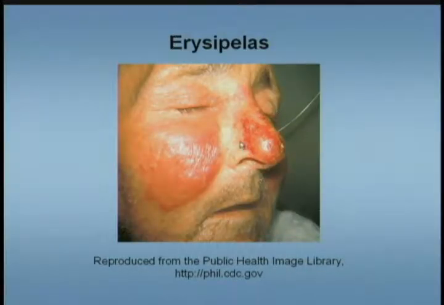Erysipelas. How do I know this isn't the malar rash of lupus? Well, the malar rash of lupus is not going to look quite this bright and red. And the other thing is that the malar rash of lupus does not affect the nose like this. This is erysipelas. Now remember, erysipeloid is a finger infection in fishermen.